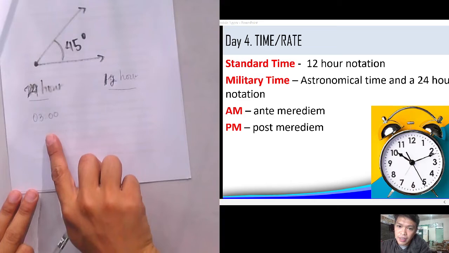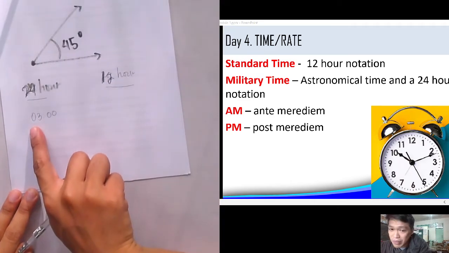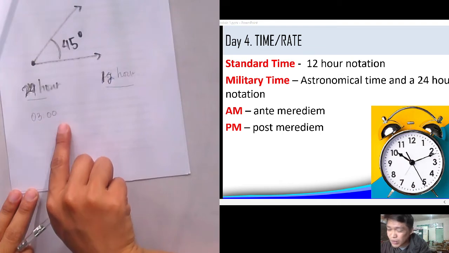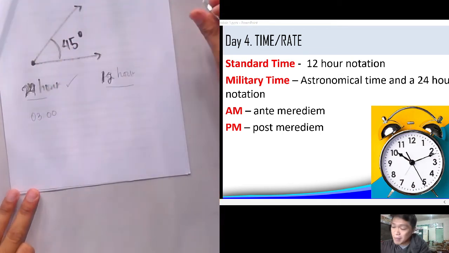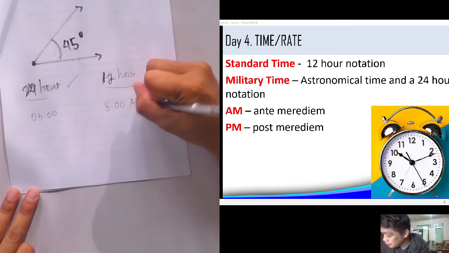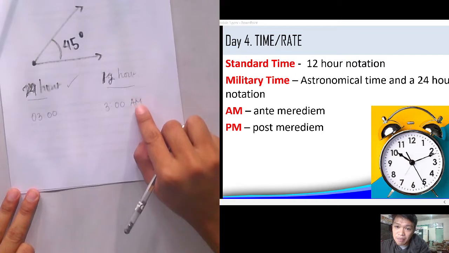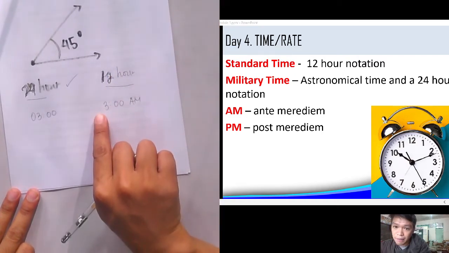So, example, 03 o'clock. Kapag ganito po ang example, merong 0 dito tapos 3, tapos wala pong nakasulat na AM or PM, 24-hour format po yan siya. Pero kapag ganito po ang example, 3 o'clock AM, merong AM at saka PM, that is an example of a 12-hour format at saka wala siyang 0 dito.